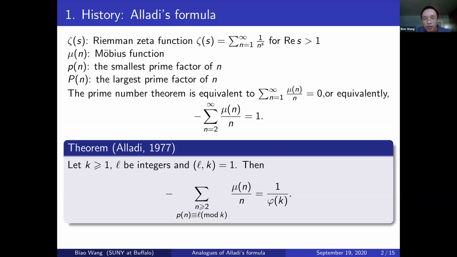would be 1 over 5 of k. So here phi is the Euler totient function, and this sum is restricted over the integers whose smallest prime factors are in the arithmetic progressions. So this formula is like the prime number theorem in the arithmetic progressions.